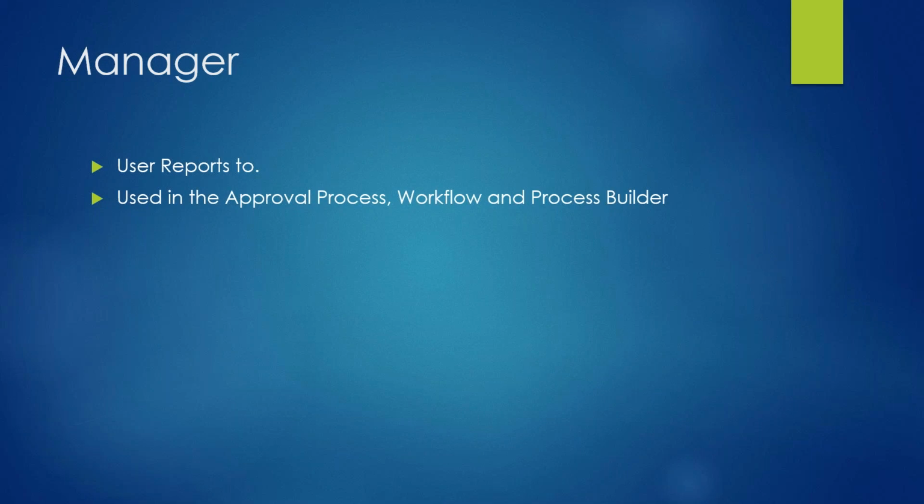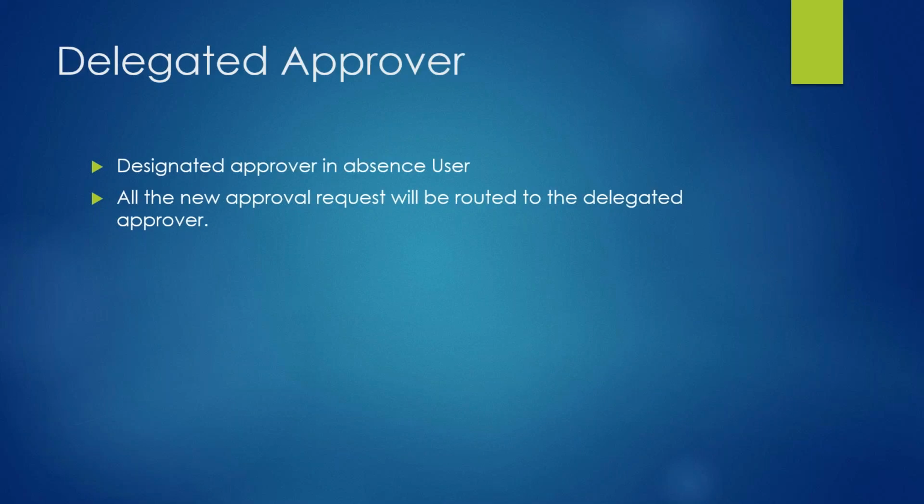Moving to the next one, that is delegated approver. Delegated approver is updated in case a user is ill or is on vacation. A person who is approver of a specific process can update this delegated approver. He can be a person on the same level or a person above, and all the new records getting pushed into the approval process will be routed to the delegated approver, not to the designated approver.